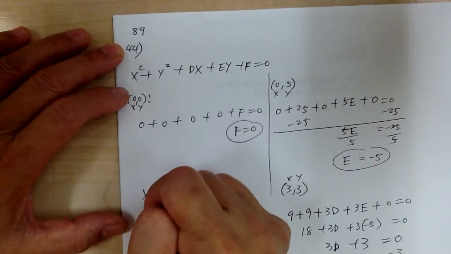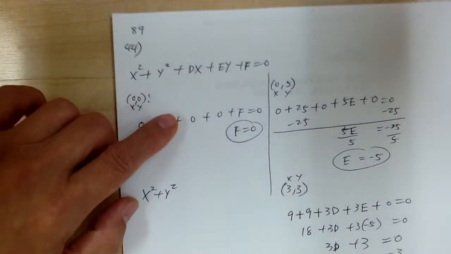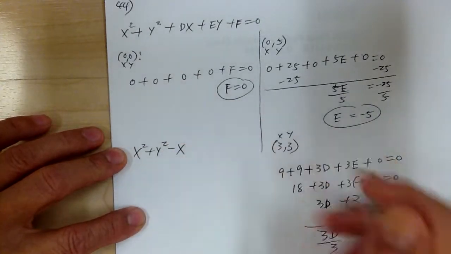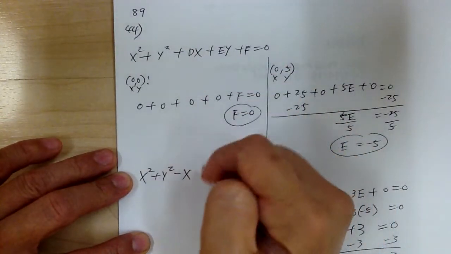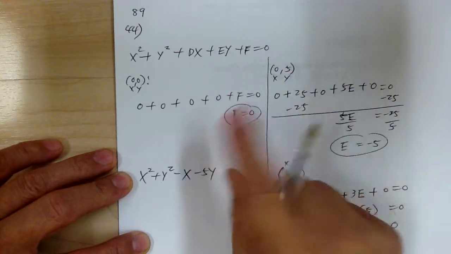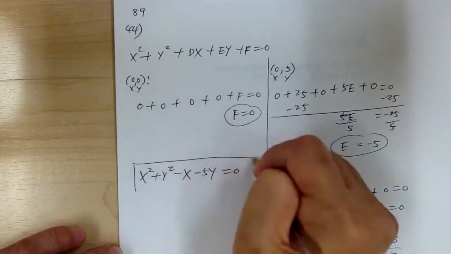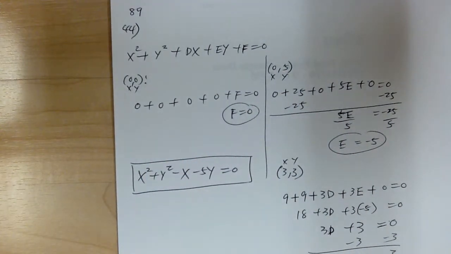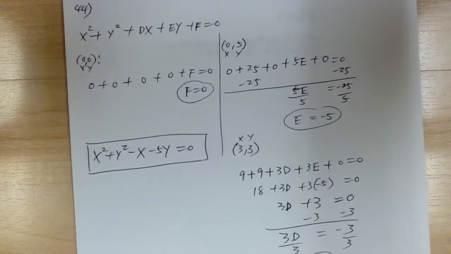Okay, so you're going to get x squared plus y squared. d is negative 1, so it means minus x. e is negative 5, so it would be minus 5y. f is 0, so you don't have that. And so that's your equation for those 3 points. Okay.